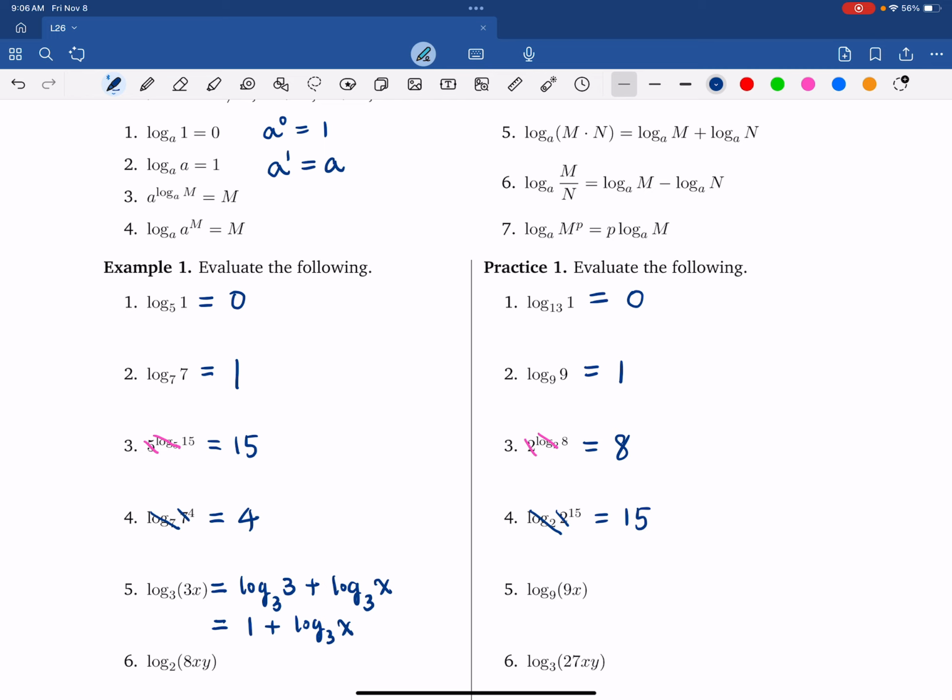Okay, assuming you finished, according to property number 5, we're going to split this factor. So you have log base 9 of 9 plus log base 9 of x. And then the first part, log base 9 of 9, is 1 according to property number 2. Plus log base 9 of x, and that will be the final answer.